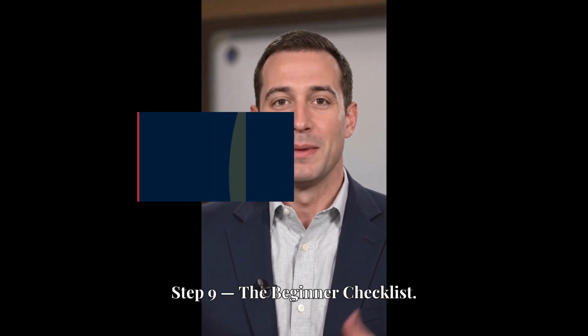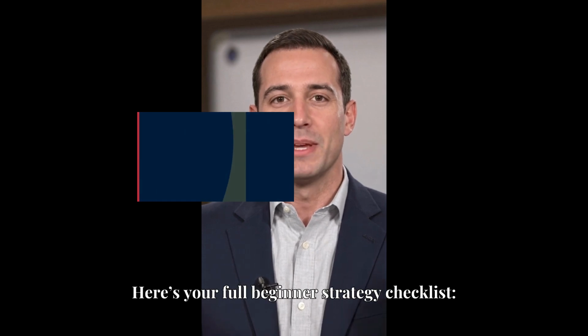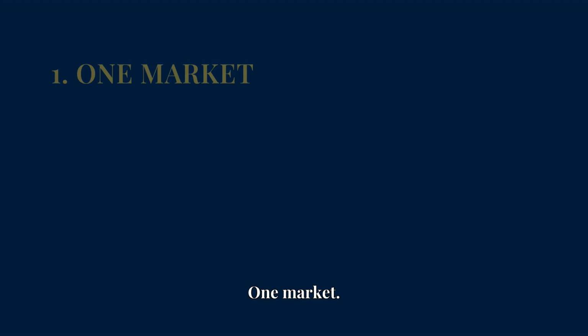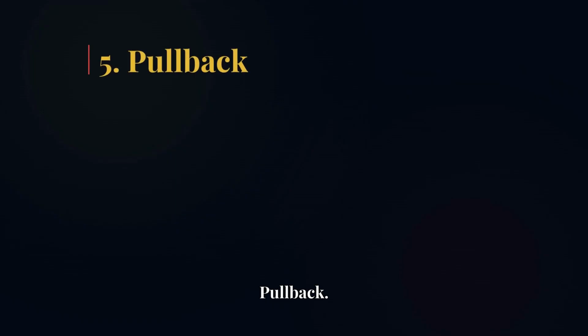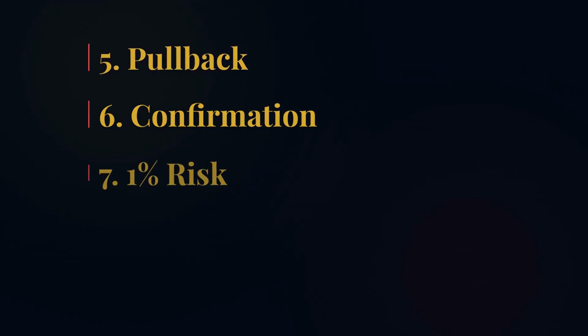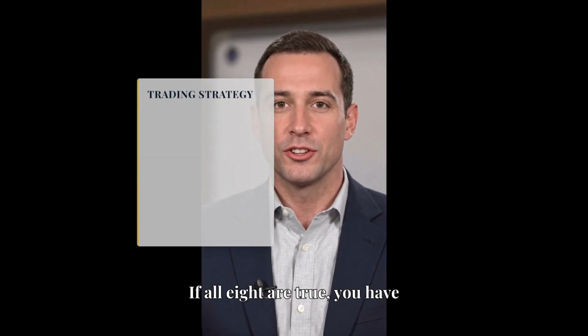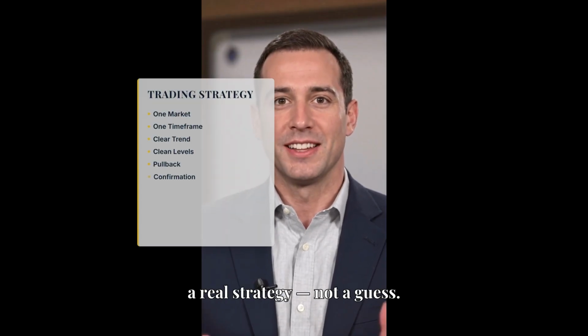Step 9. The beginner checklist. Here's your full beginner strategy checklist. One market, one time frame, clear trend, clean levels. Pullback, confirmation, 1% risk, logical exit. If all 8 are true, you have a real strategy, not a guess.